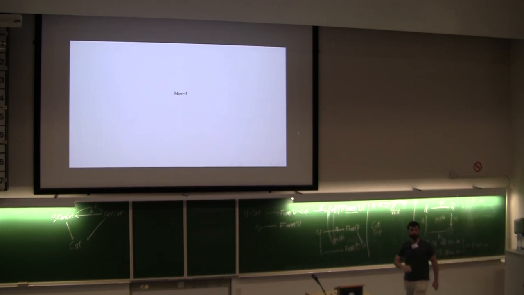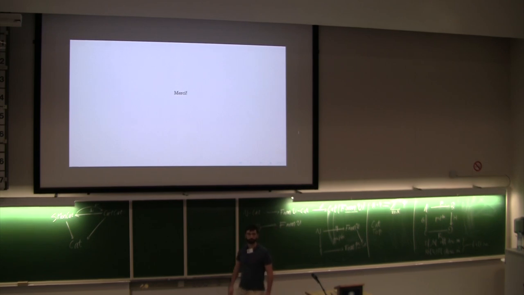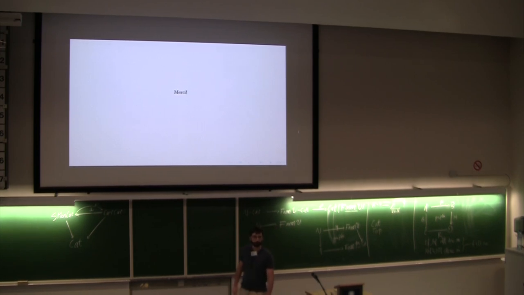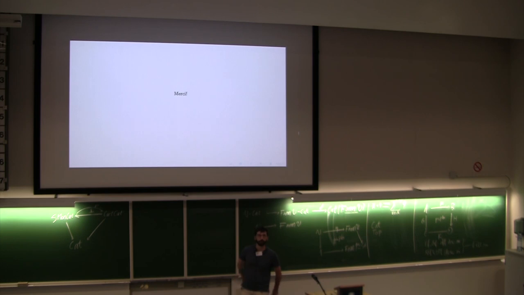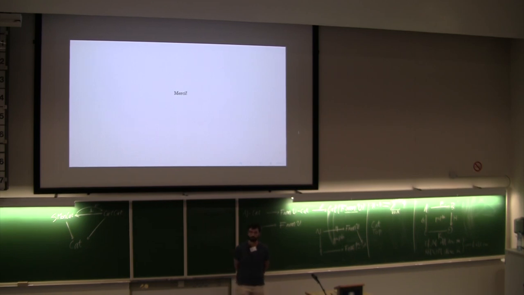I have a question about this triangle. The only result I know in the literature works when all the functors are one-functors between one-categories. Do you have a reference for the two-dimensional version? Yes, there is one, from 2016, I believe. Okay, thank you.